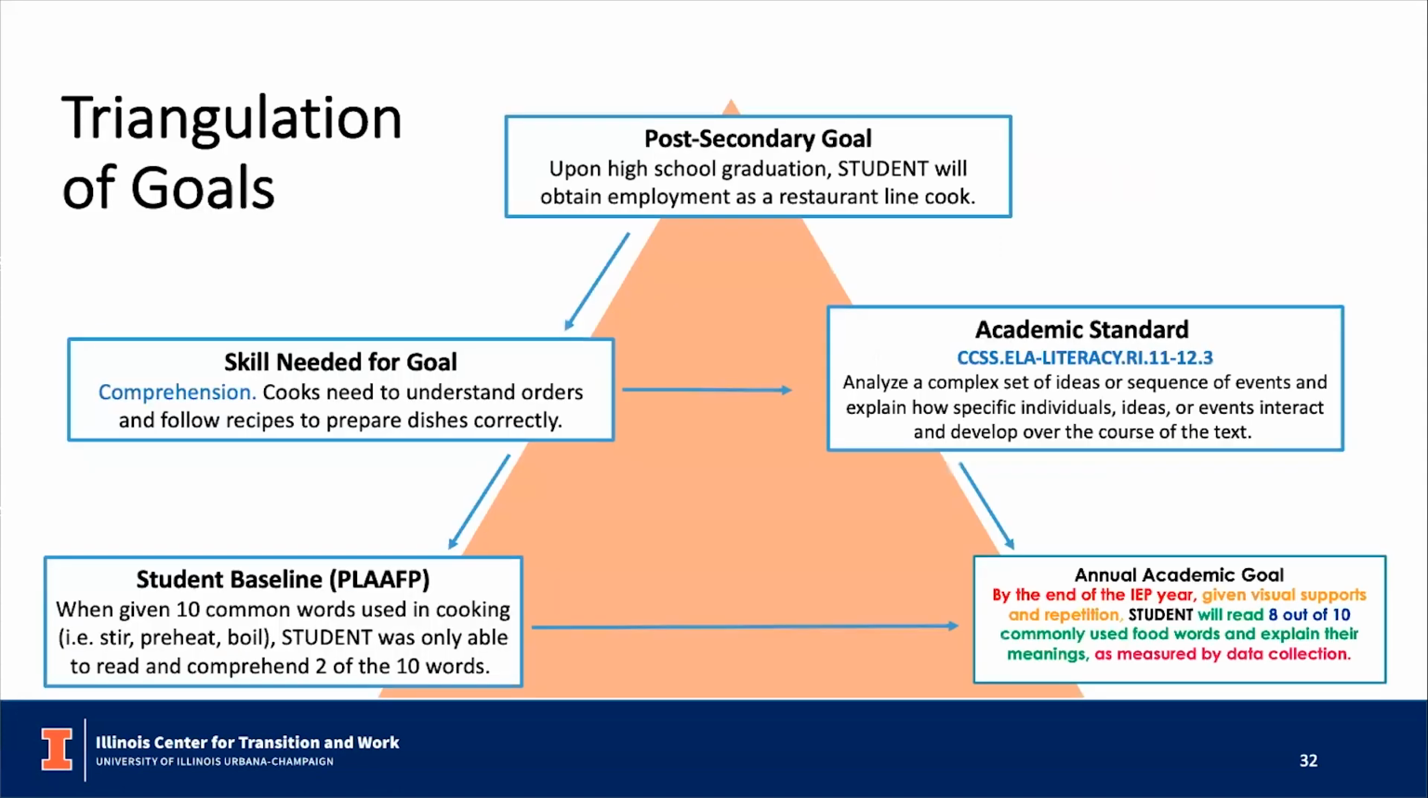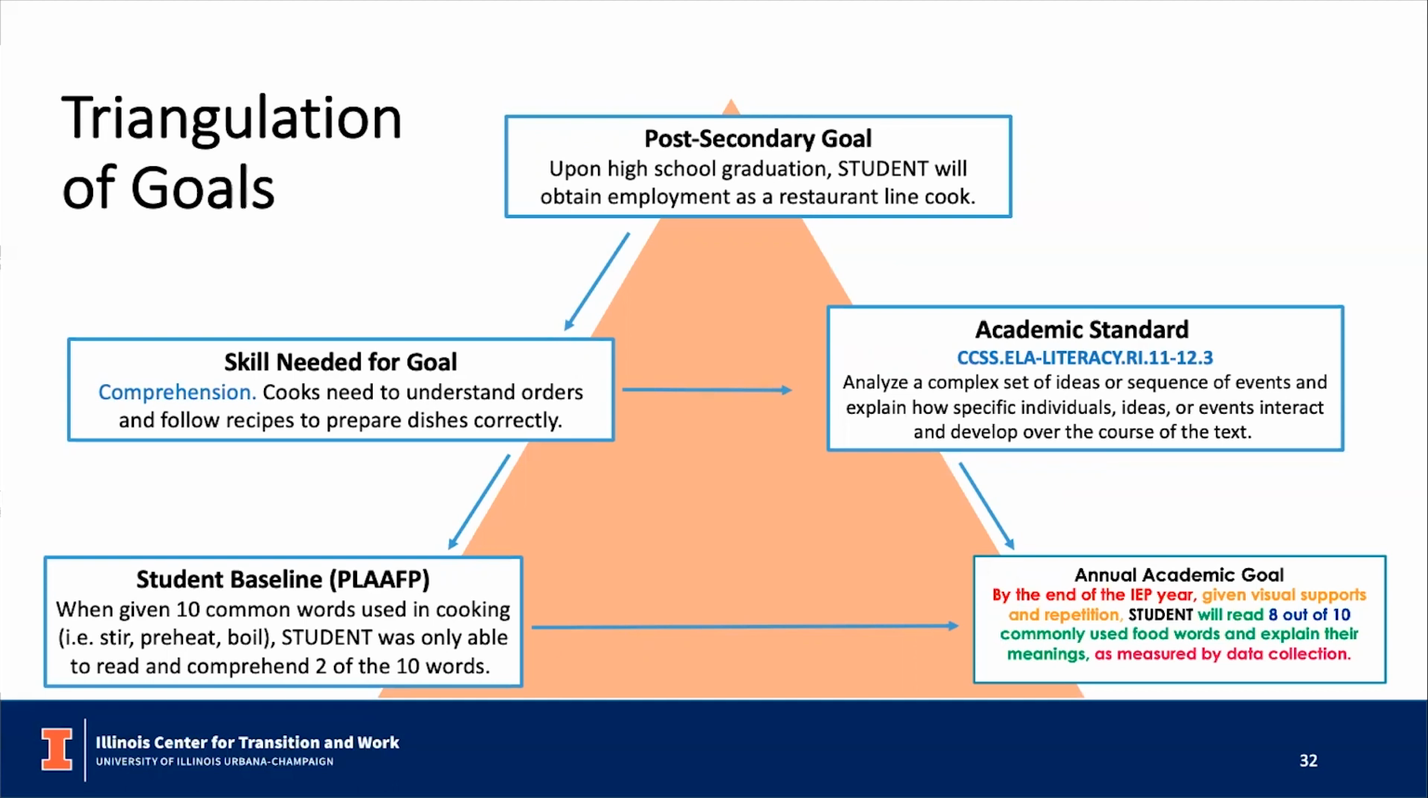I'm a very visual person, so I wanted to show you what you'll see in other things as well: a triangulation of goals. Really thinking about the intentionality of the goals, not just writing goals for goals' sake, but how are we writing goals that are intentionally aligned with our students' post-secondary goals, their current present levels, maybe potentially the academic standards that are aligned with that area, and how do we bring all these things together?